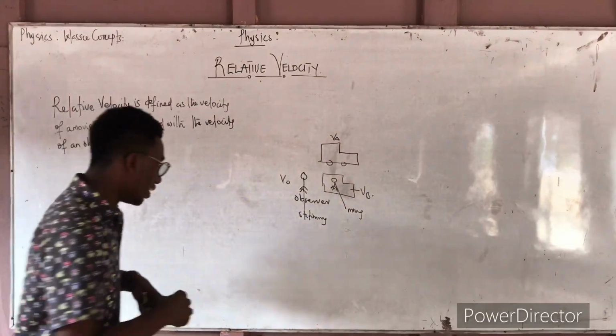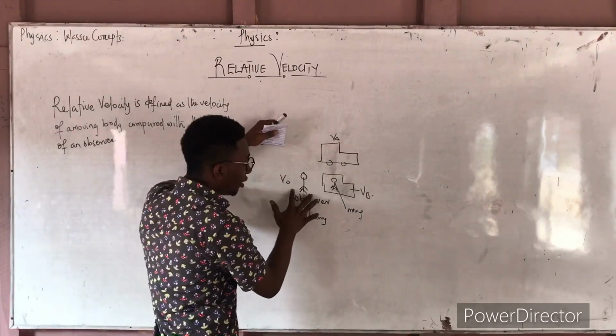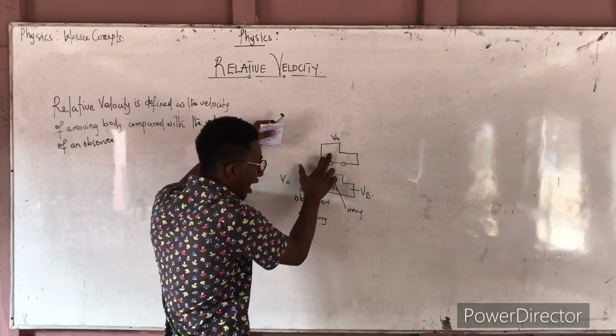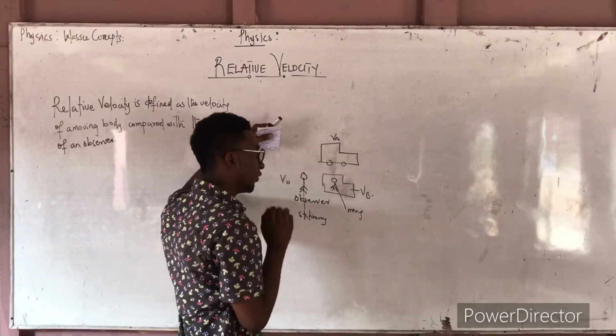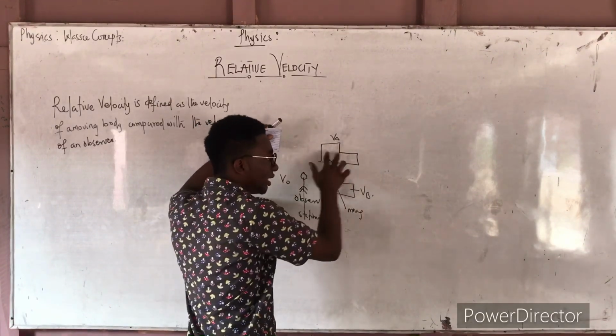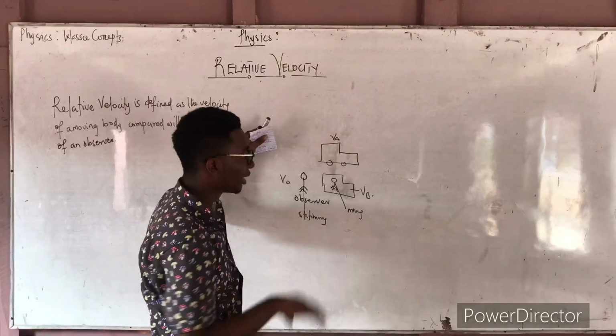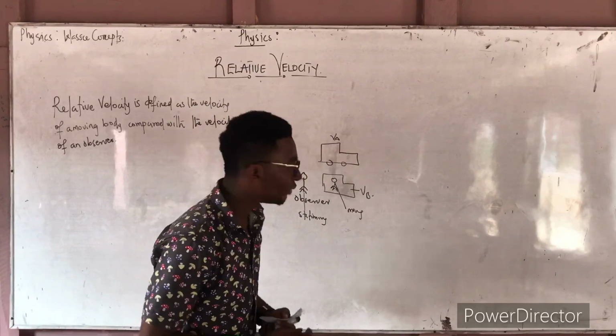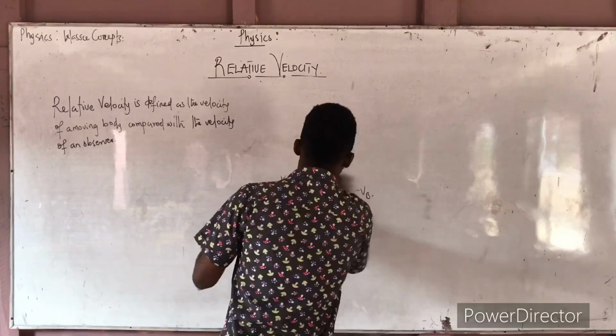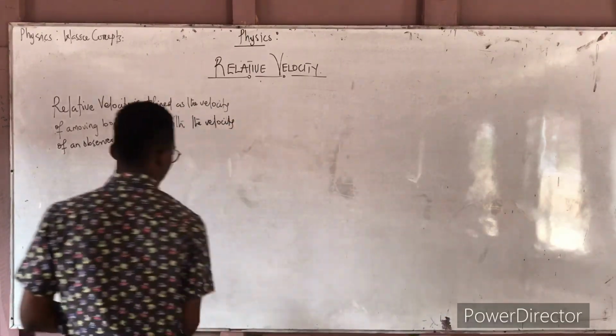Now, how the stationary observer will see this car moving is different from how the person in the car will see this car moving, either in the opposite direction or the same direction. And that concept is what we call relative velocity.